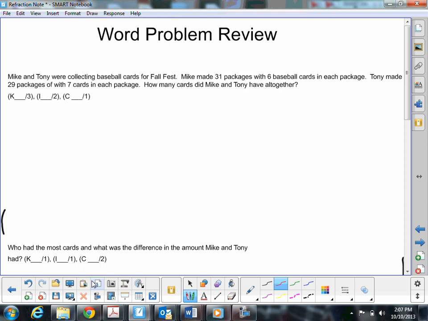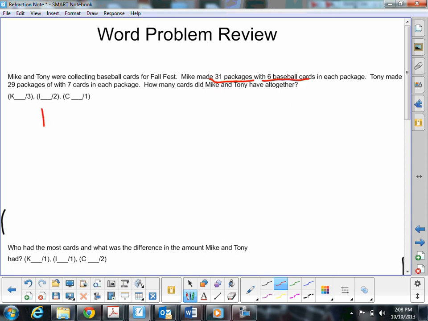Well, I know right now that it has to deal with Mike and Tony. They're collecting what? Baseball cards for what? Fall Fest. So those are four things that I've learned from this first sentence. Now this is a numeracy unit, so anything with numbers is important to highlight. Mike made 31 packages. Well, that number 31 is important with 6 baseball cards in each package.